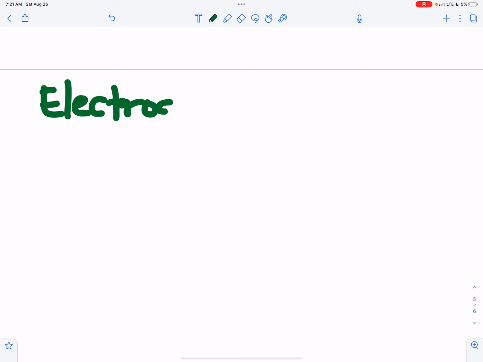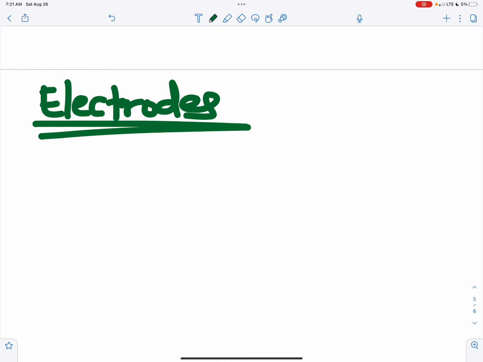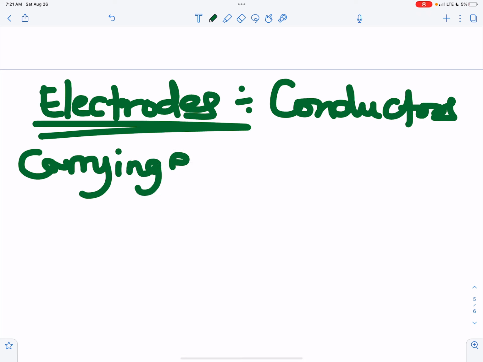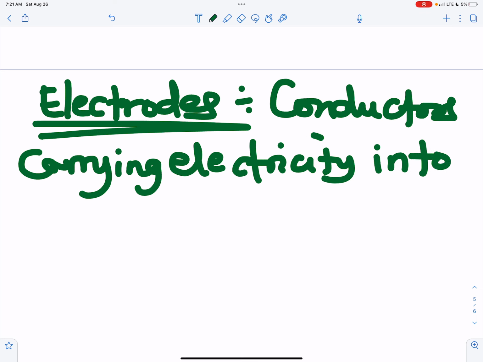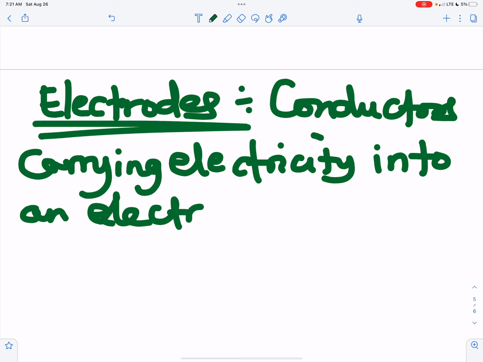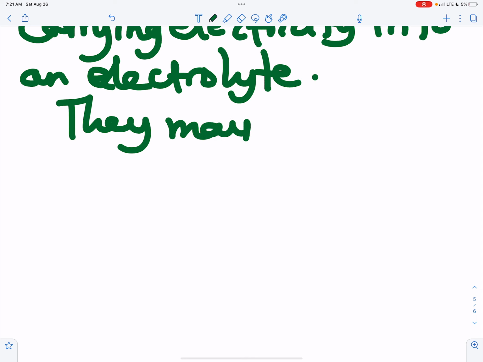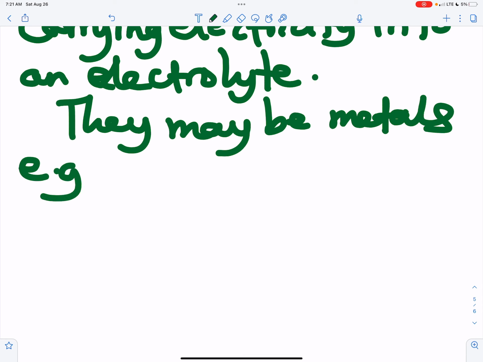Electrodes. From what I've explained now, what do we call electrodes? Electrodes are conductors carrying electricity into an electrolyte. They may be metals, e.g. zinc, platinum.